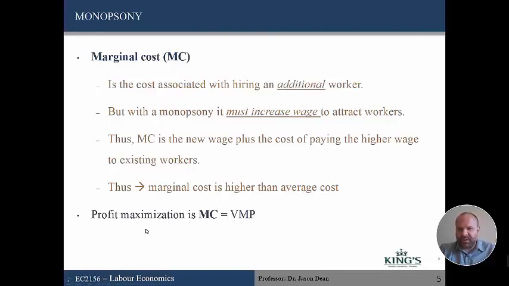Profit maximization is going to occur when, and in general, it's always when the marginal benefit equals the marginal cost. You're going to hire workers until the marginal benefit equals the marginal cost. Here, you're going to hire workers as long as the value of the marginal product of labor is greater than the marginal cost. So instead of W, we have marginal cost.